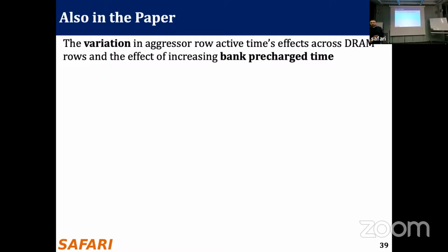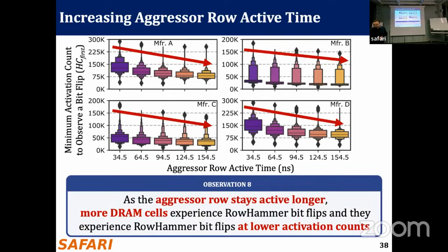Sorry, I have a question. When a certain region of the DRAM is used frequently, is it more vulnerable to RowHammer attack? For example, when your operating system is using some region of the DRAM very often, is that region also going to be more prone to RowHammer attacks?